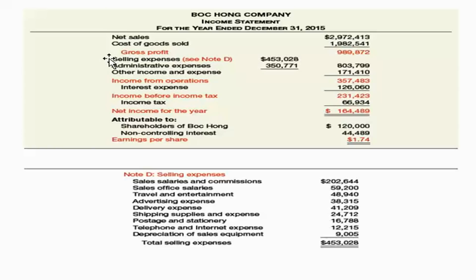طيب هو جه موضح لي ايه زي ايه selling expenses دي. ايه selling expenses دي؟ اتفقنا ان selling expenses ديت هي any expenses that result from sales بتاعتنا. اي expenses خاصة بالسيلز اللي في الشركة زي ايه؟ زي sales salaries and commissions, sales office salaries, travel and entertainment, advertising expenses, delivery expenses, shipping supplies and expenses, and so on. أي expenses خاصة بالسيلز بتاعتي أو بالسيلز person هي selling expenses. وعلى عكس أي expenses خاصة بالإدارة administrative expenses هي تبقى expenses اسمها administrative.